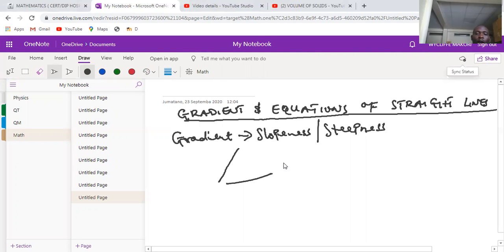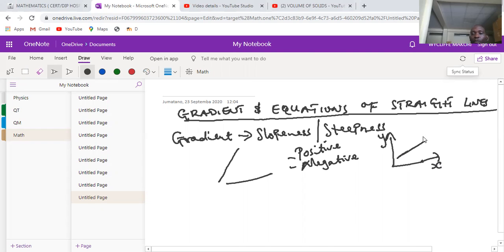Then after saying so, I'll say here that gradient is either going to be positive or it can be negative, depending on how the line is sloping. If you find a line is sloping from the bottom left towards the top right, like this, remember this is our y-axis, this is our x-axis. If you find the line is sloping in that particular nature from this point A to that point B, then it is going to have a positive gradient.